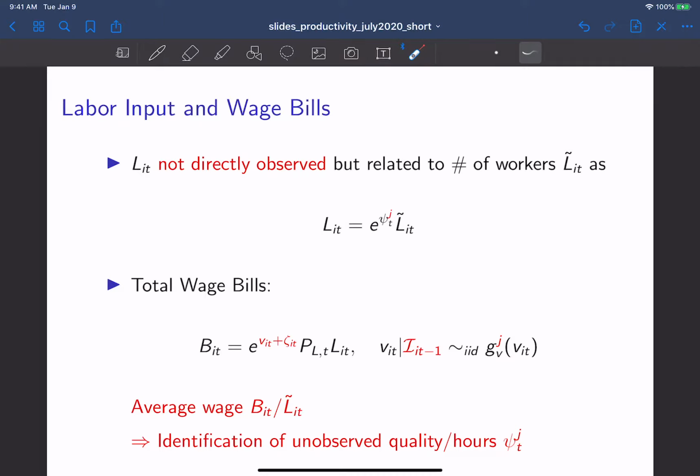Okay, so L_it here is going to be different from the observed number of workers because there is potentially a difference in the quality and the hours. So I'm going to model the difference in quality and hours through this psi_tj. And I'm going to identify this unobserved quality and hours using the total wage bills. Essentially, the average wage should give you some information about the difference in the quality or hours worked.